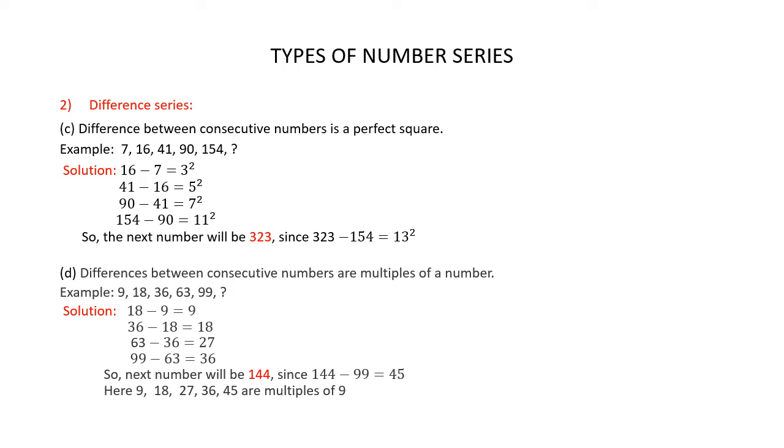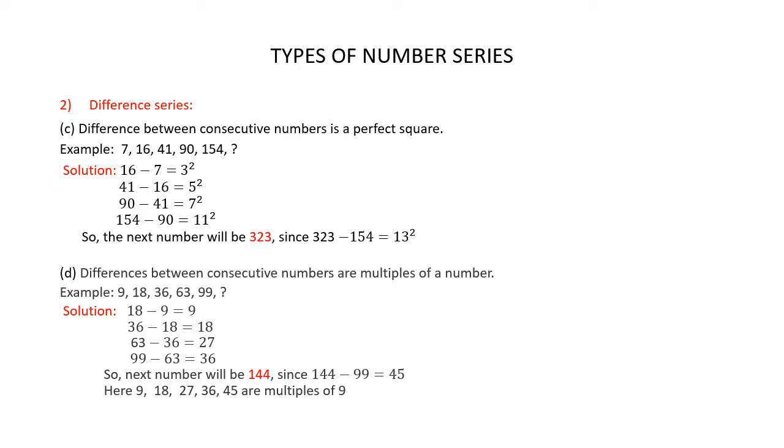The next type of difference series is where the difference between consecutive numbers is a perfect square. So the difference between the consecutive numbers is a perfect square. Let's understand this with an example. Look at this number series: 7, 16, 41, 90, 154 and question mark. You have to find this missing number.